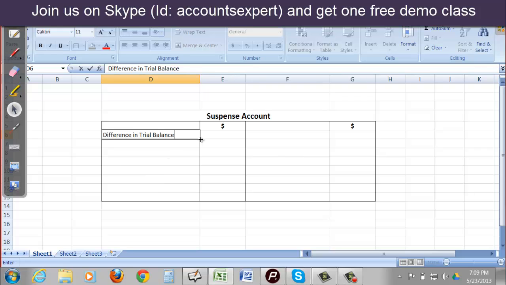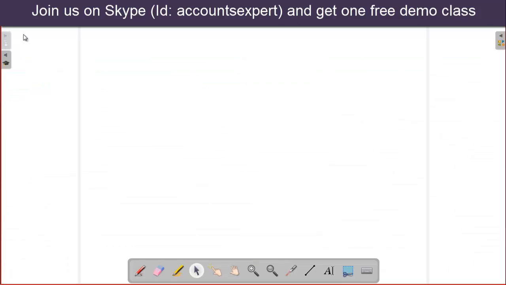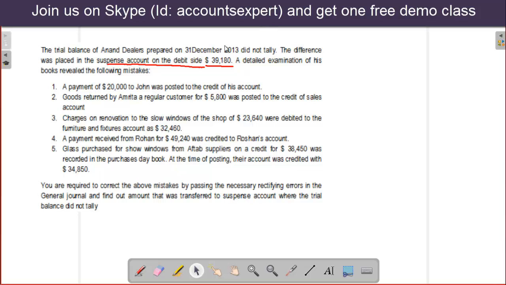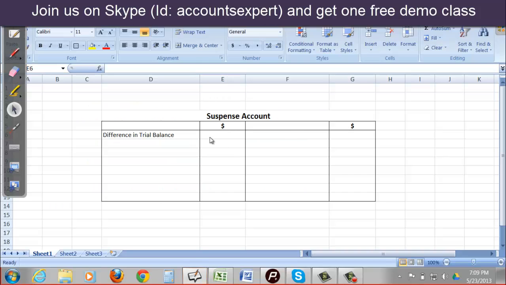We know that there is a difference in the trial balance, and the amount of the difference is 39,180. So this I will put in the suspense account on the debit side. 39,180 I will put on the debit side.